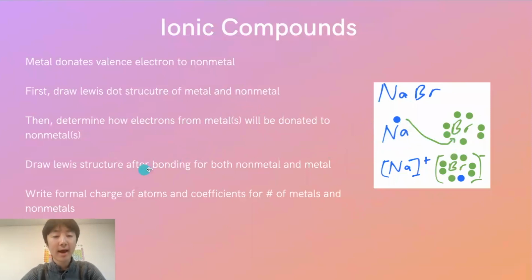Draw the Lewis structure after bonding, right? And then you draw the formal charge, right? The formal charge is basically, since the sodium loses an electron, it's positively charged, because an electron is negatively charged. So if you lose a -1, then it becomes positively charged, right? And then you draw the coefficients for the number of metals and non-metals. So let's say it's a +2 charge and a -1 charge, such as MgBr2. Then you write 1 for the coefficient for Mg, and then 2 for the coefficient for Br.